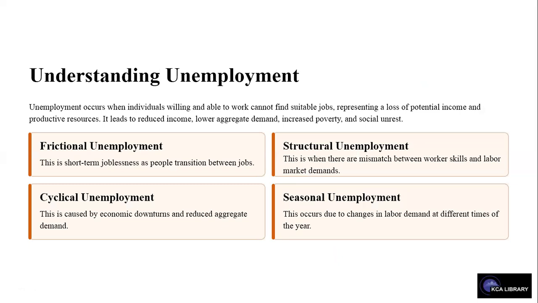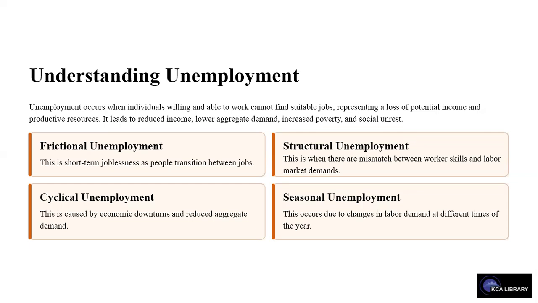What is unemployment? Unemployment occurs when individuals willing and able to work cannot find a suitable job, representing a loss of potential income and productive resources. This leads to reduced income, low aggregate demand, increased poverty, and social unrest.